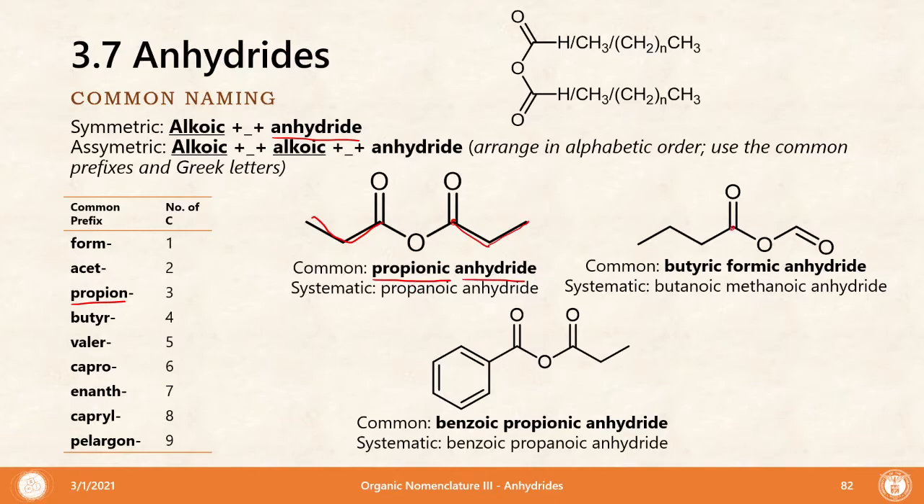Here we have a 1, 2, 3, 4. So this is butyric, and on one side we have formic because we only have 1 carbon, butyric formic anhydride. So this is an asymmetric anhydride. And then here we have benzoic. This side of the anhydride has a benzene ring directly connected to the carbonyl carbon. Benzoic propionic anhydride.